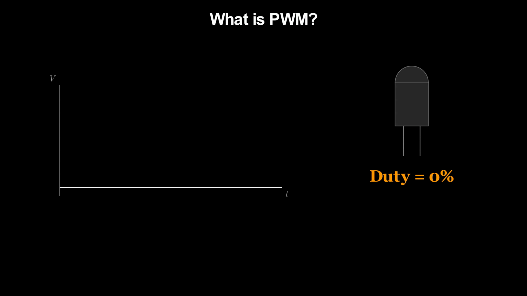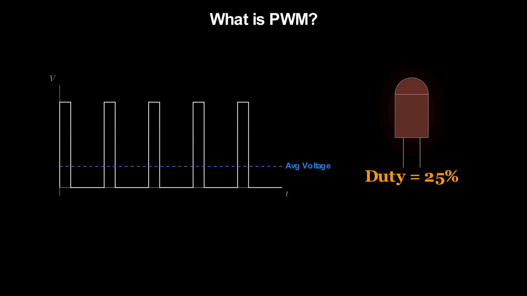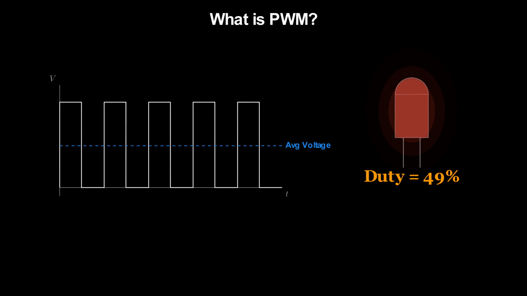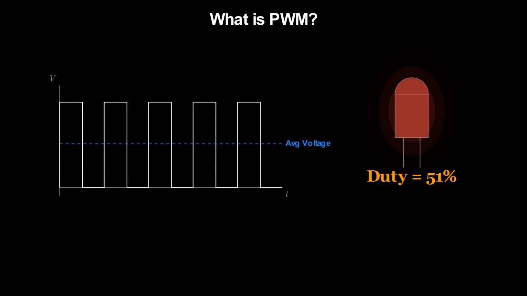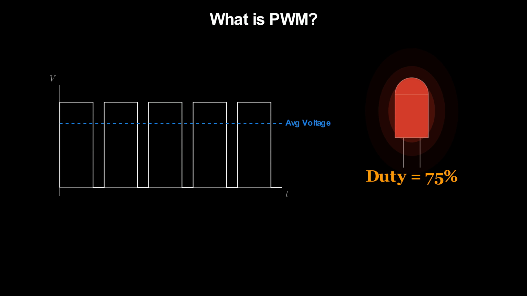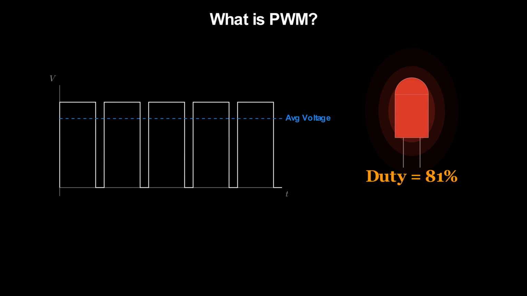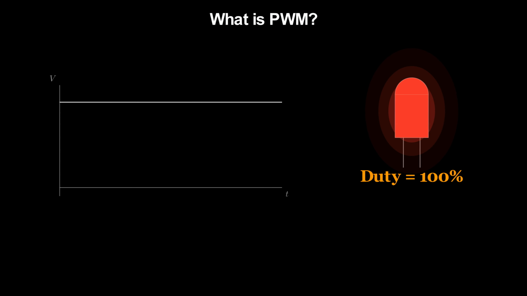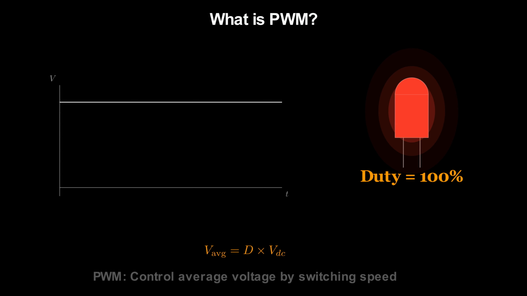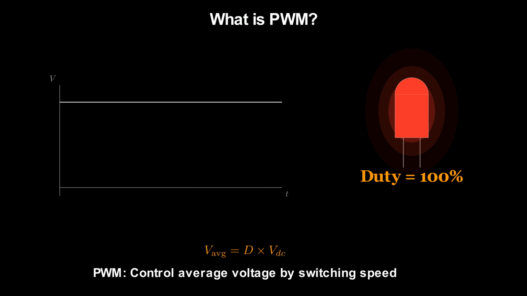First, let's look at PWM, or pulse width modulation. This is a technique that controls the ratio between the on and off times of a pulse. In this example, you can see how PWM adjusts the brightness of an LED by regulating its average voltage. By increasing the duty cycle, which is the percentage of on time, the average voltage rises and the LED gets brighter. This is the core of PWM control. The final average voltage is simply the input voltage multiplied by a duty cycle ranging from 0 to 100%.